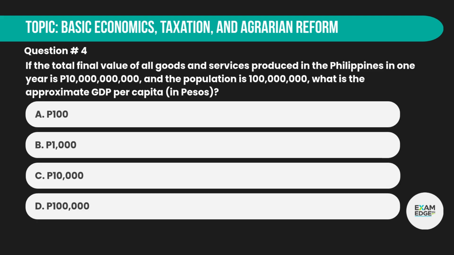Question number 4. If the total final value of all goods and services produced in the Philippines in 1 year is 10 billion pesos, and the population is 100 million, what is the approximate GDP per capita, in pesos? A. 100 pesos. B. 1,000 pesos. C. 10,000 pesos. D. 100,000 pesos.